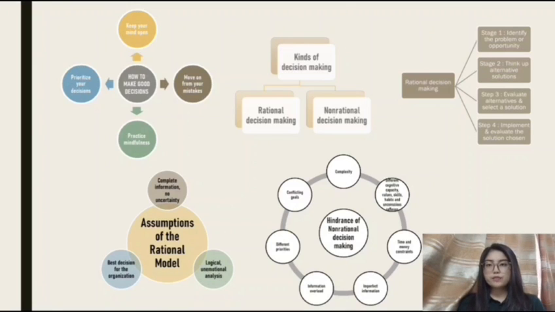Literally, the meaning of rational is based on clear thought and reasons. So, managers should make logical and optimal decisions. We have 4 stages to make a rational decision. First, identify the problem or opportunity.